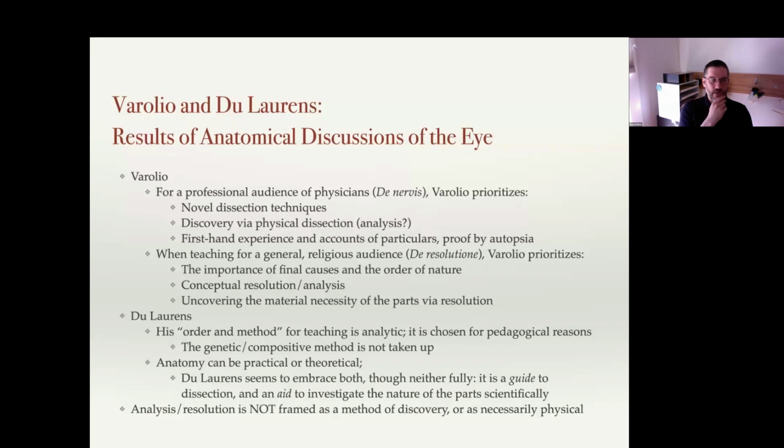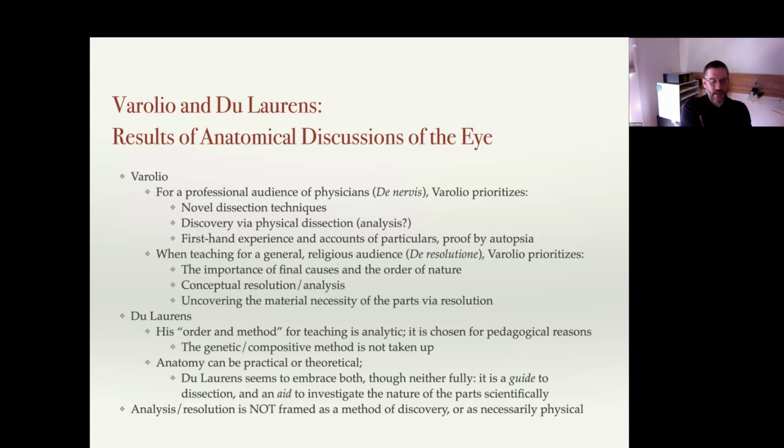Now for du Laurens, his order and method for teaching is analytic. This analytic method is chosen for pedagogical reasons, because you can follow along in an actual dissection of the human body. The genetic or compositive method is not taken up by du Laurens. Anatomy can be either practical or theoretical, and du Laurens seems to embrace both, but neither fully. So his work is a guide to dissection and an aid to investigate the nature of the parts scientifically, but it does not do either of those in a real rigorous manner.